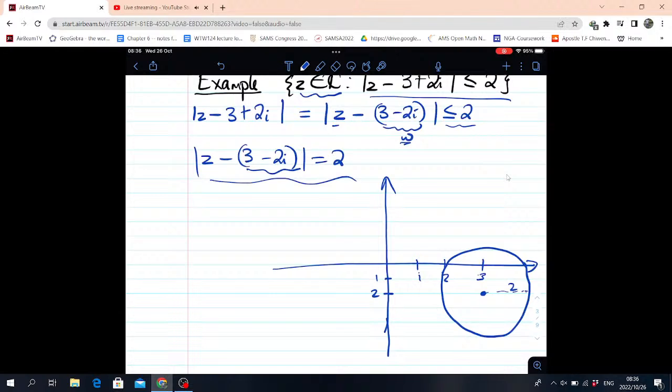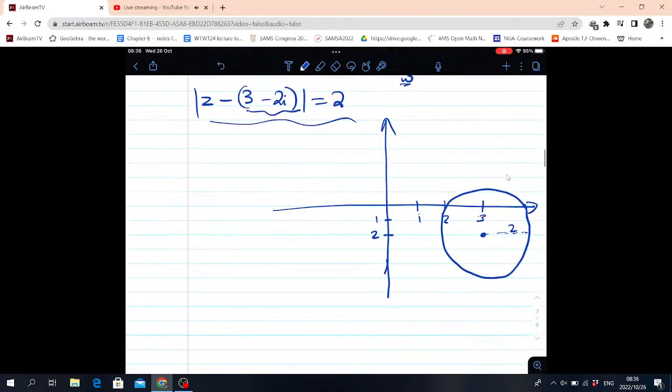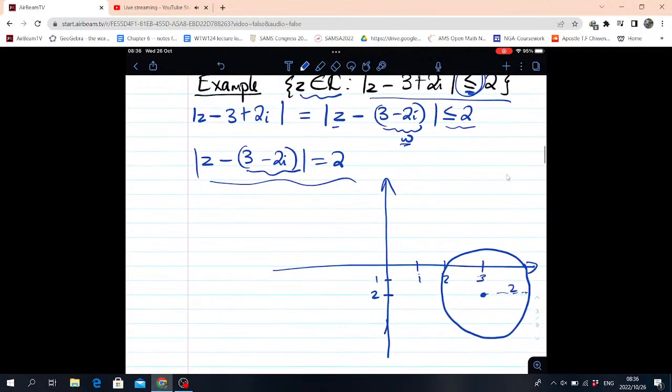Now we've got a circle, and here I've drawn it in bold. Technically, when you're doing it for the first time, you should do it as a dotted circle, because if the inequality doesn't have the option of equal to, then you are not going to include the boundary of that circle. You're not going to include the circle itself. But because in this case the equal sign is part of the properties, we know we are going to include the circle itself.